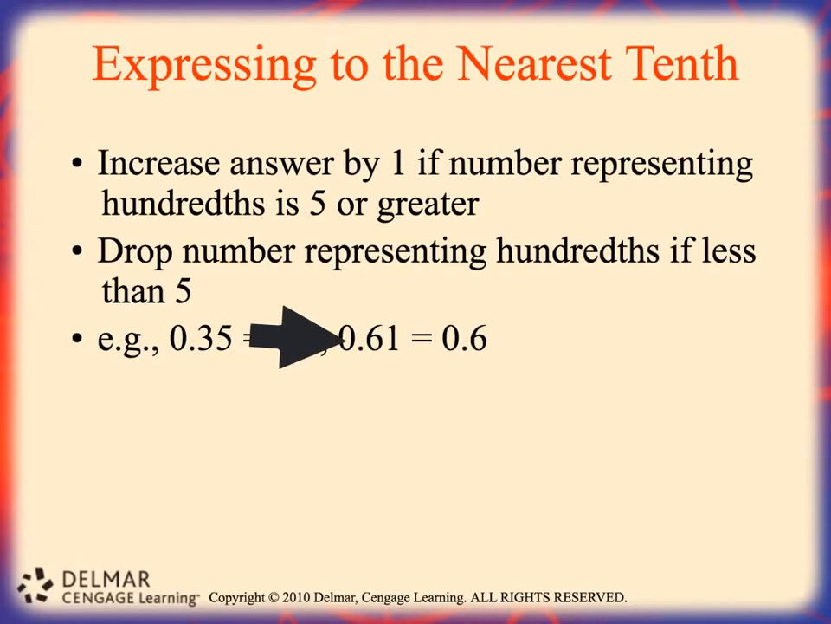In this example, we've got 0.61. If you have to round it to the 10th, you see we've carried it out to the 100th. Anything less than 5, we go down or leave it the same. And so we're going to drop our 1, and this becomes 0.6, or 6/10.